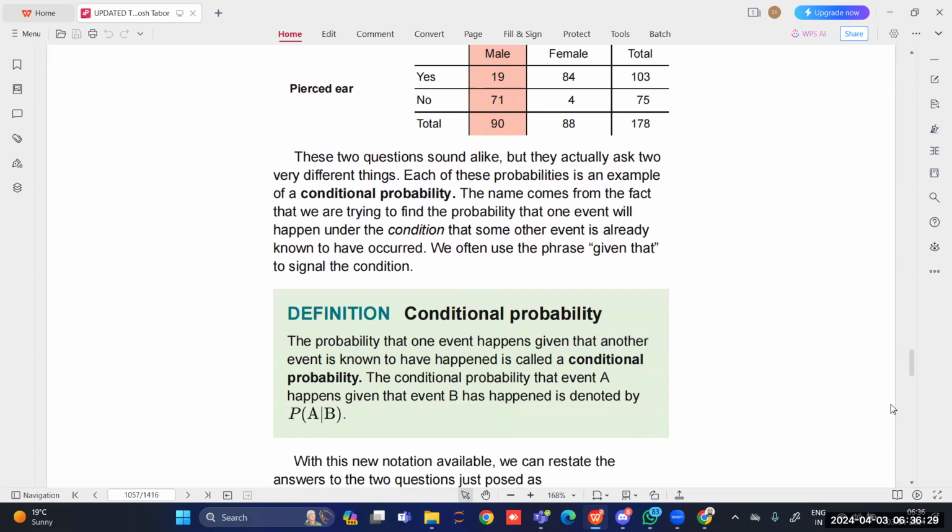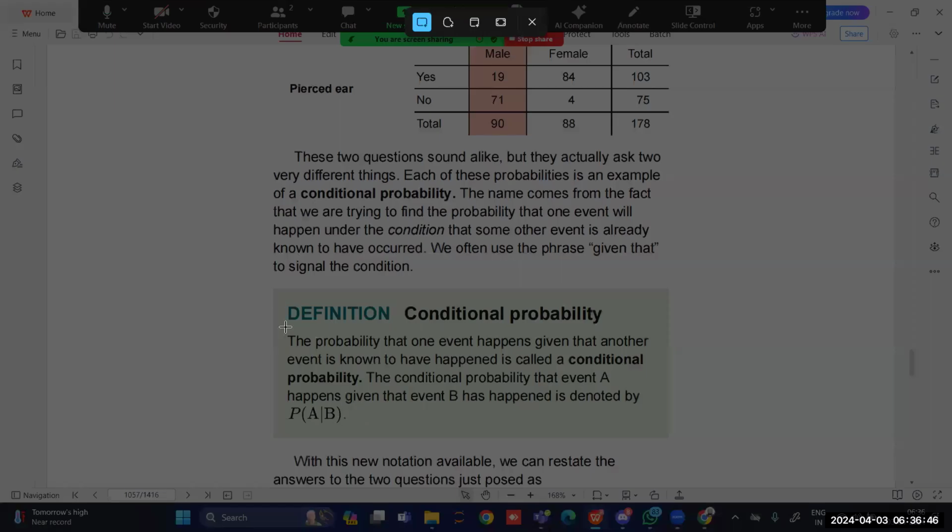Conditional probability: the probability that one event happened, given that another event is known to have happened, is called conditional probability. Known to have happened means it has already happened. The conditional probability that event A happens, given that B has happened, is denoted by, we'll take this.